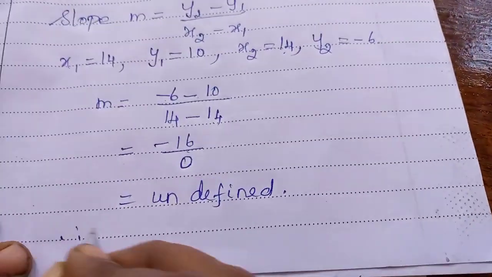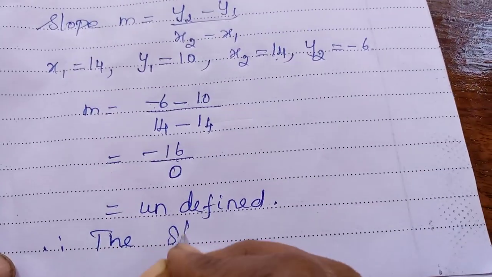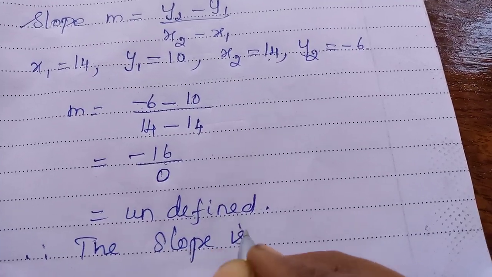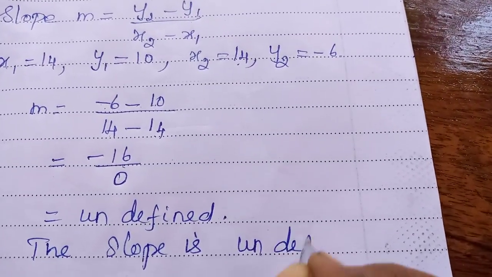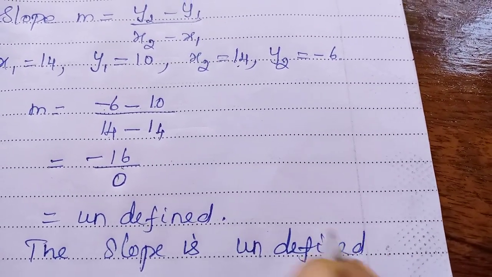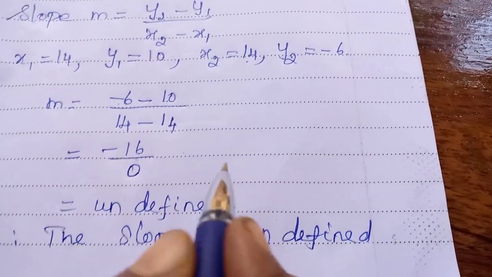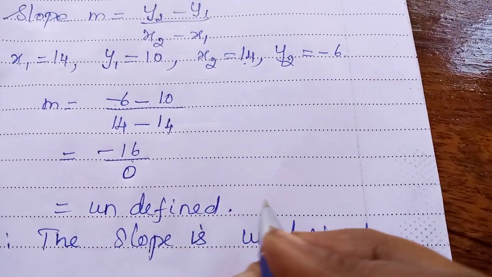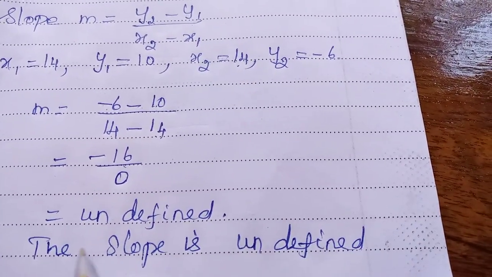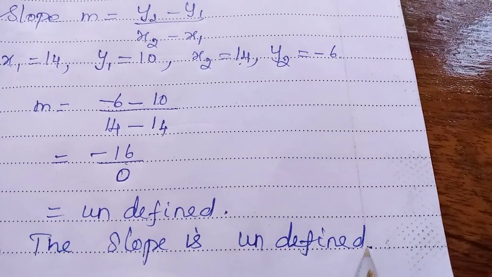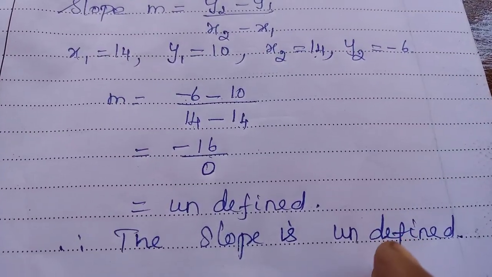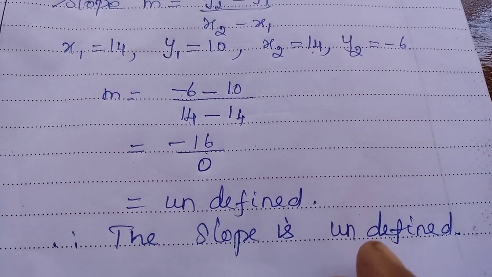Therefore the slope is undefined. Did you understand, students? Any number divided by 0, if we get, that value is undefined. Therefore the slope is here undefined. Understood? Okay. Shall we go to the next question?